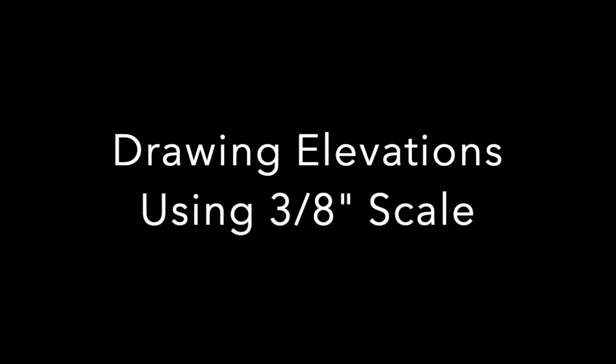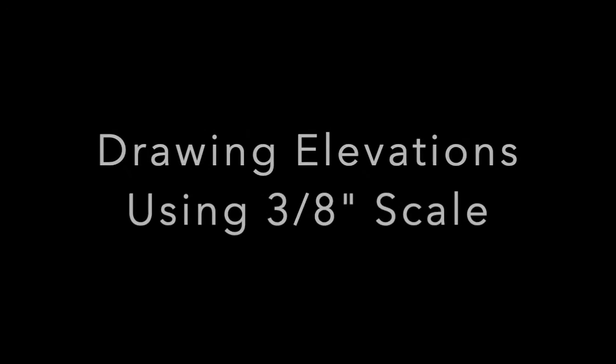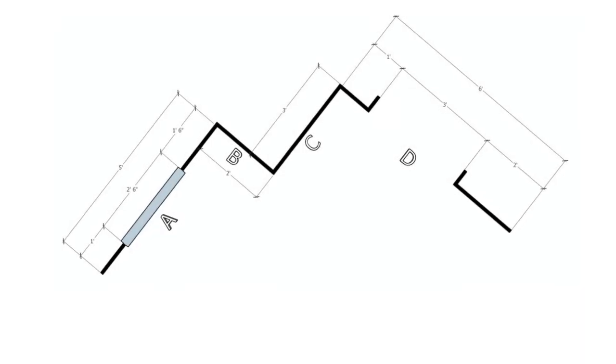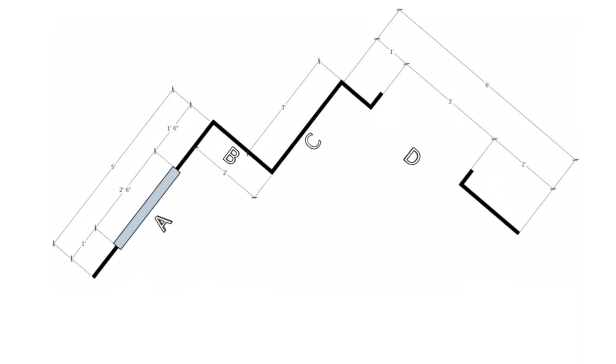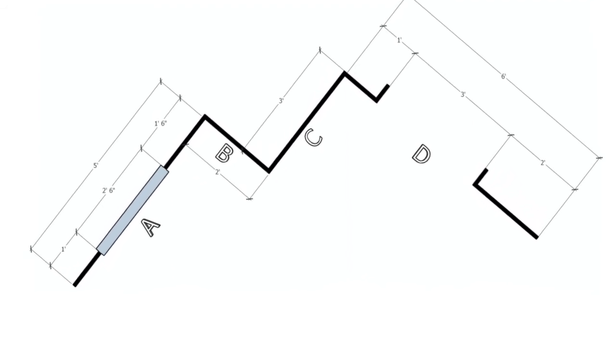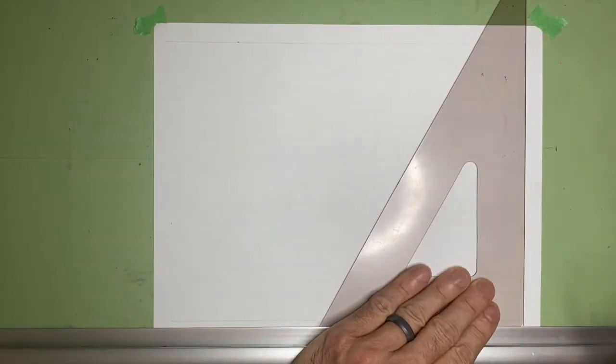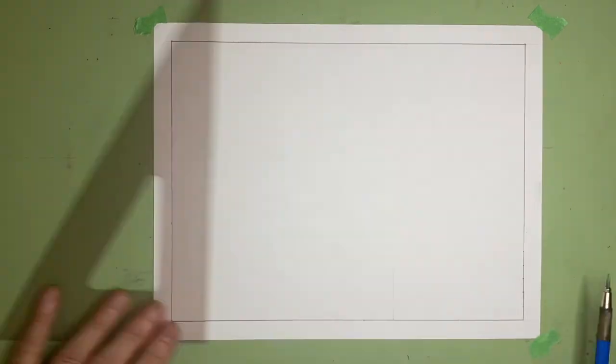The following is a time-lapse video of drawing these elevations in 3/8-inch scale using this floor plan. A copy of this floor plan will also be in Blackboard after this video. Using 8.5 by 11-inch paper, and I'll begin by doing a 1/2-inch border and a title block.